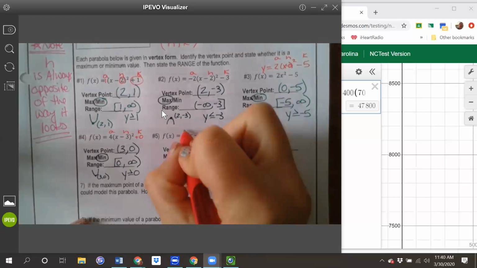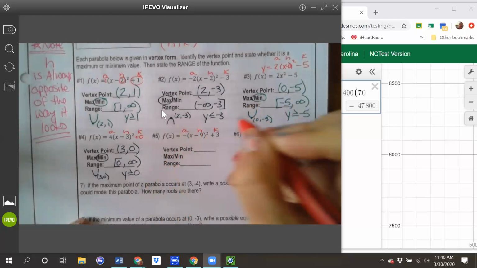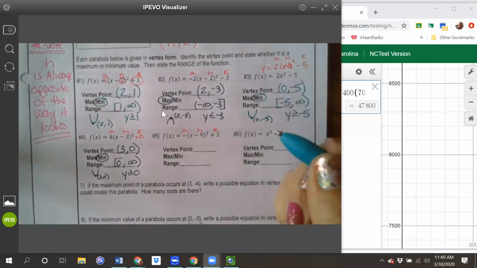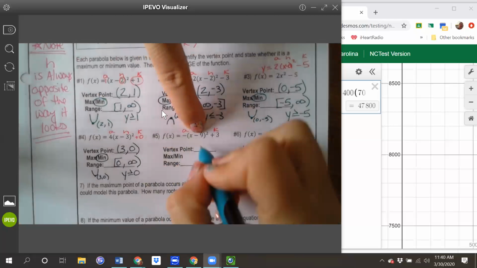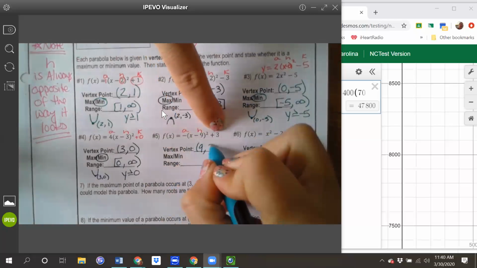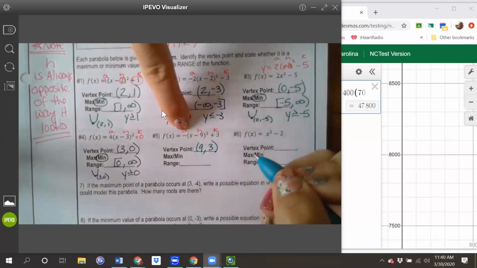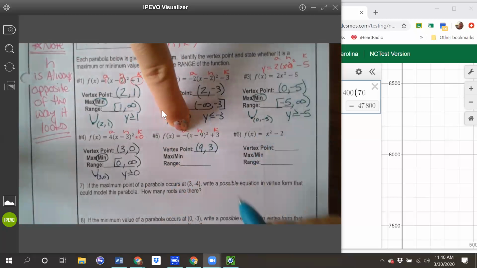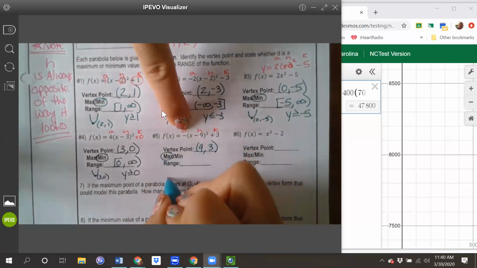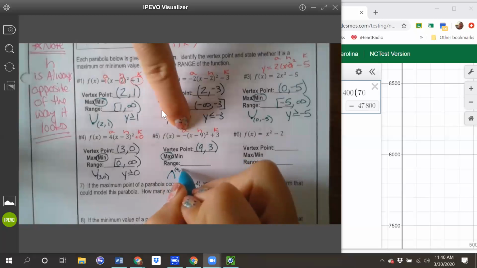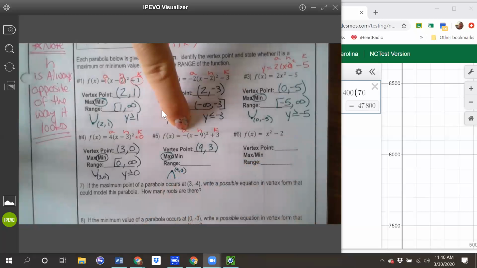Number 5, I have A, H, and K. So the vertex point's going to be opposite. So positive 9 comma 3. A value is negative. Negative means a frown. Frown means a maximum point. So that's going to be at 9, 3.